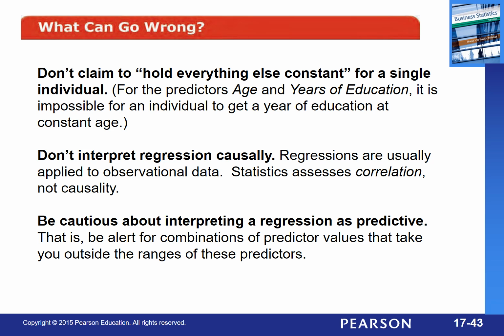Be alert for a combination of predictors that may take you outside the range of these predictors. This is the idea of don't extrapolate unless you know for sure that you're okay. Even then, if you're going to extrapolate, keep in mind that your model might do a terrible job.